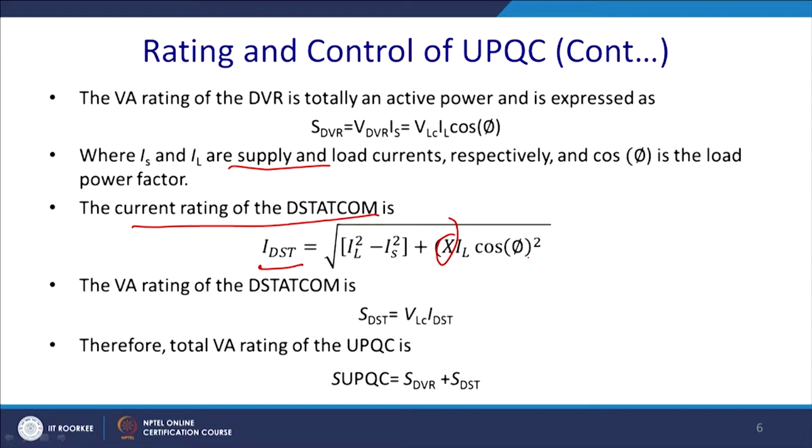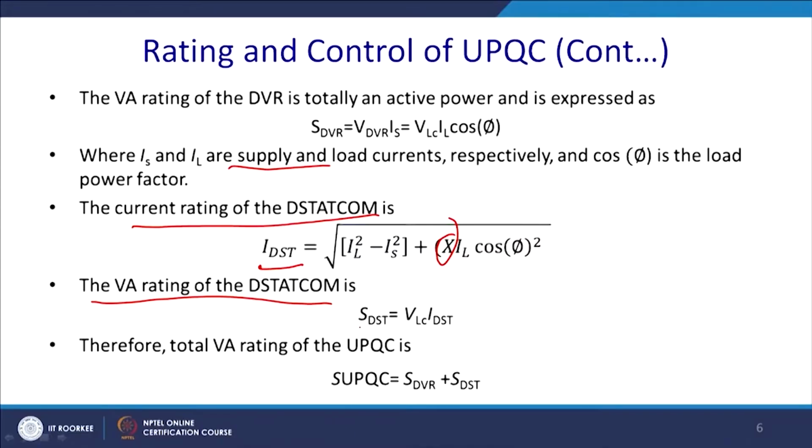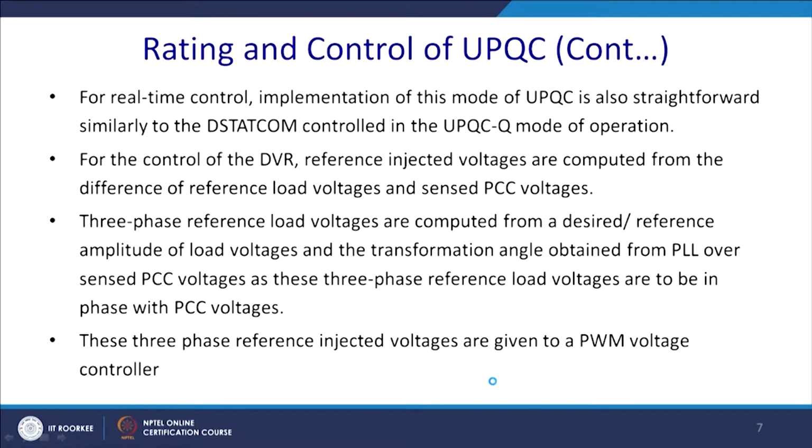So, please note that there is a 2x, one x for actually impedance, and the other x here stands for the impedance, not for the voltage sag. The VA rating of the STATCOM is S_DST equal to V_C into I_DST. Similarly, you can find the rating of the total, that is S_VR plus S_DST. So, the total rating you will find is not at all optimal.